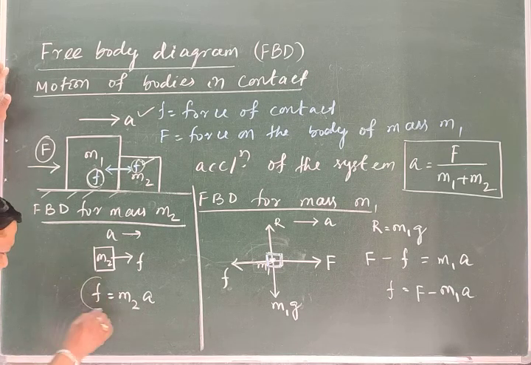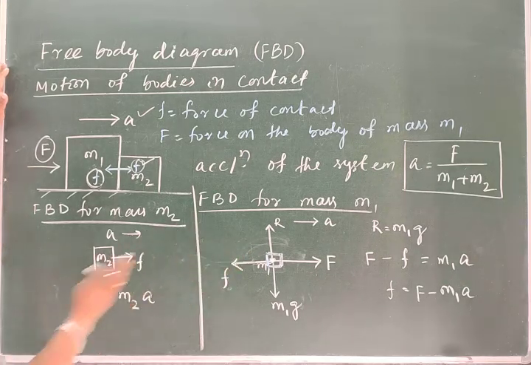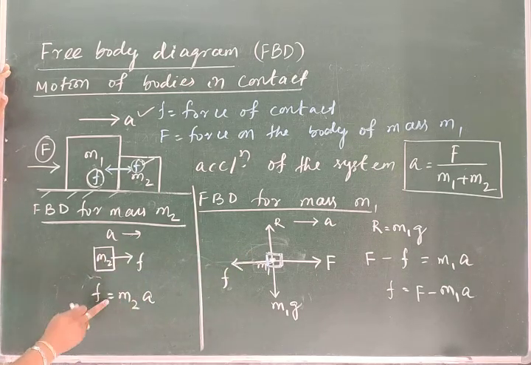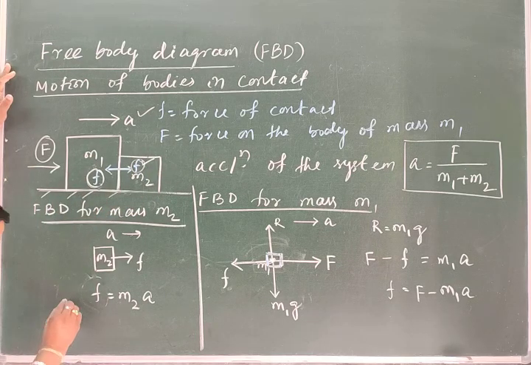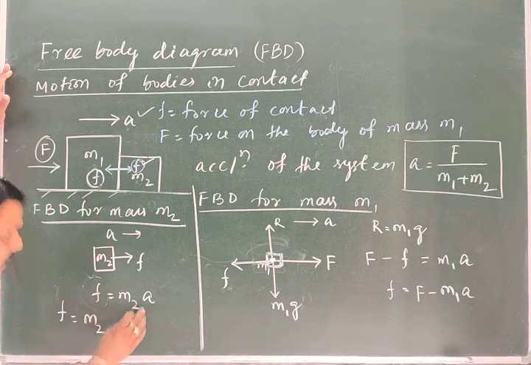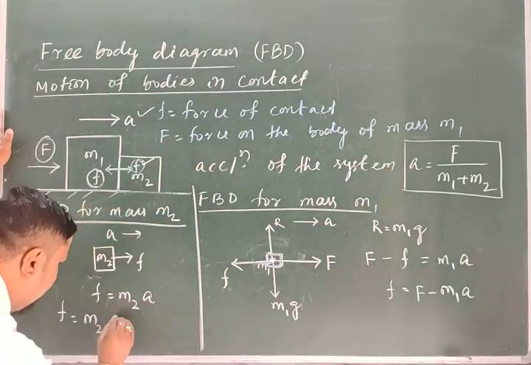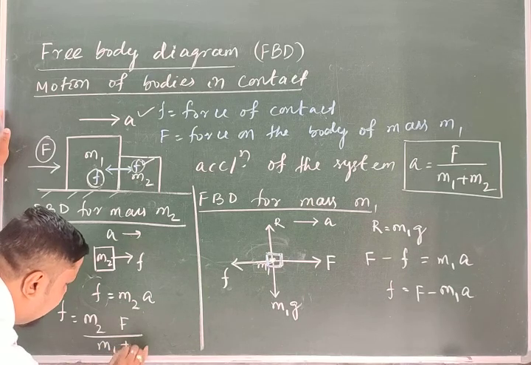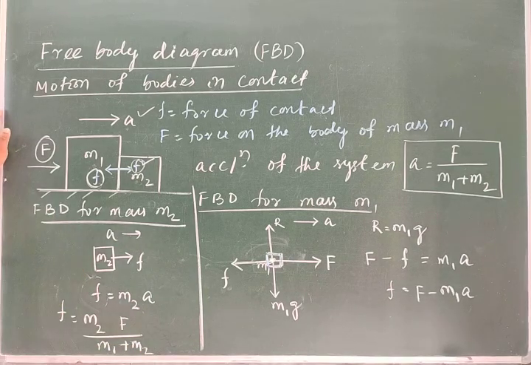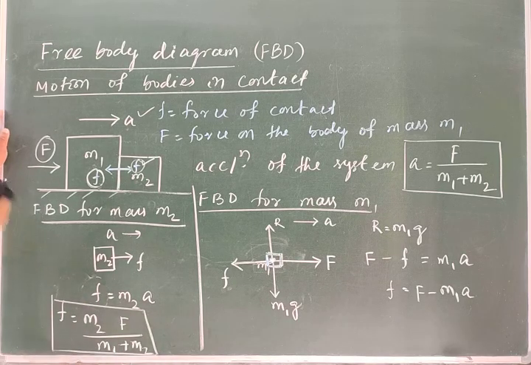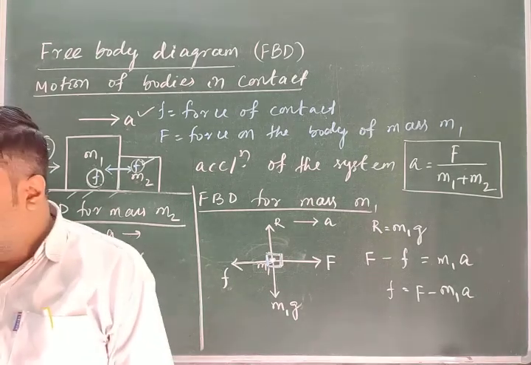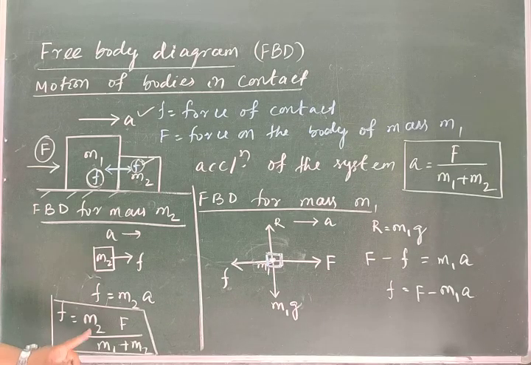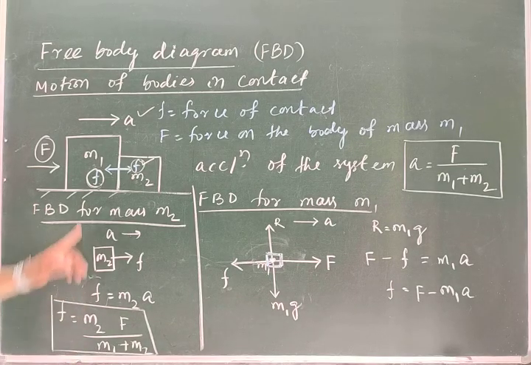So to find this expression for F, I have got the expressions for small f in two cases. This one is easier for me using the formula. So this F is equal to m2 times A. What is my A? A is equal to F divided by m1 plus m2. So this is the force at the contact point, right? So F is equal to m2 divided by m1 plus m2 into F.